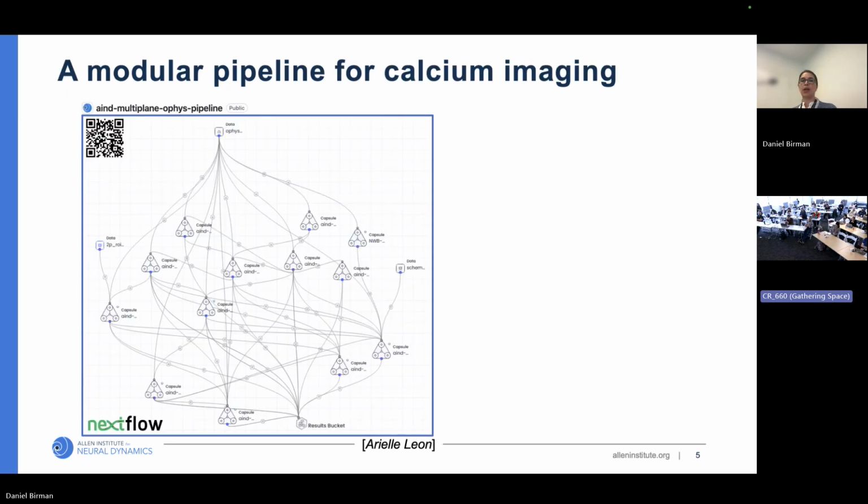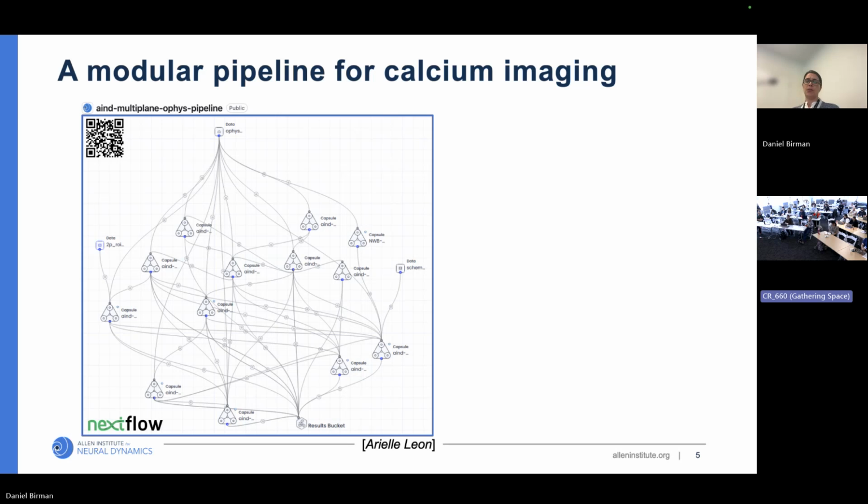Like I told you, I also manage a team, but I also work as a software engineer, mostly on our calcium imaging pipeline. So I want to dive deep into this pipeline specifically. Once that data are on the cloud, this pipeline is the one that's triggered.